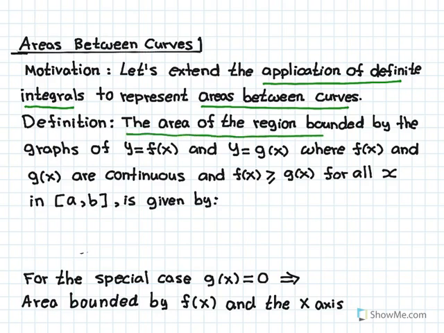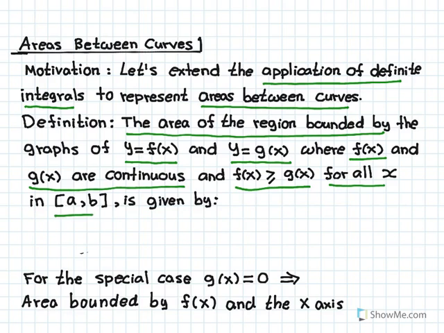The area of the region bounded by the graphs of y equals f of x and y equals g of x, where f of x and g of x are continuous, and f of x is larger or equal to g of x for all x in the interval [a, b], is given by the definite integral A equals integral from a to b of f of x, which is the top function, minus the bottom function g of x. This integral is going to be a positive quantity. If you get a negative answer, it means you did something wrong, because area is always positive.